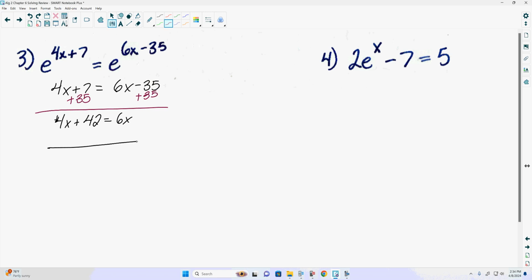The next thing we would do is subtract 4x from both sides, telling us that 42 is equal to 2x. And last but not least, we're going to divide both sides by 2, telling us x is equal to 21.